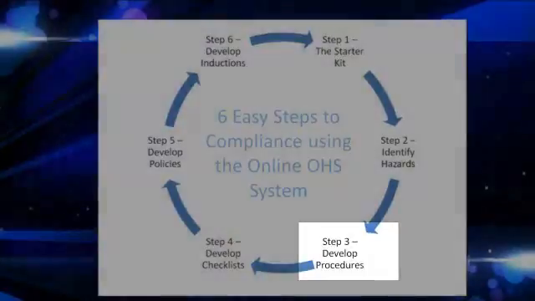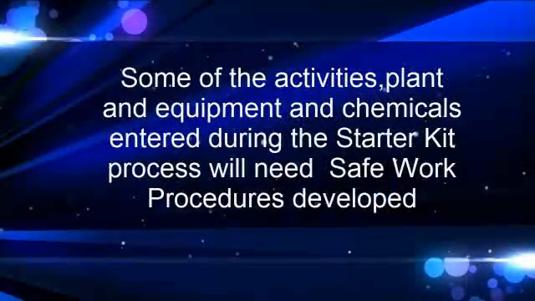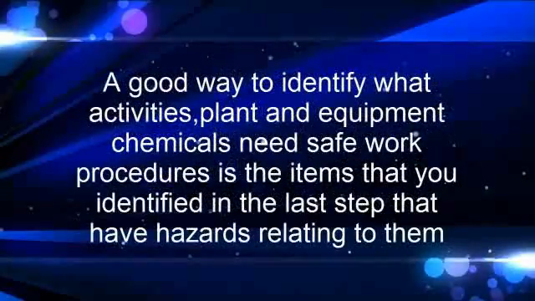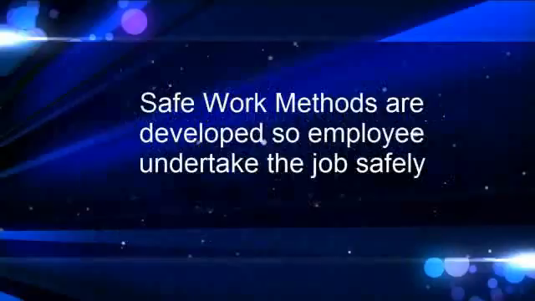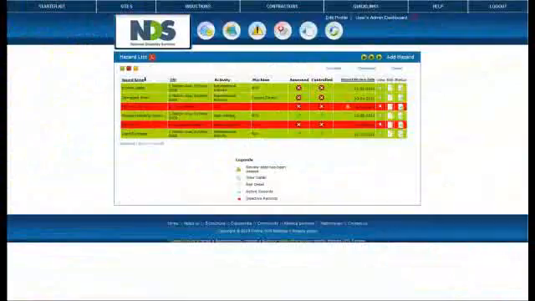Step 3 is developing procedures. Some activities, plant equipment and chemicals entered during the starter kit process will need safe work procedures developed for them. A good way to identify what items need a safe work procedure developed is to look at the activities, plant equipment and chemicals you identified in Step 2 that have hazards relating to them. These items identified that have hazards relating to them will need a procedure so that employees undertake them safely.